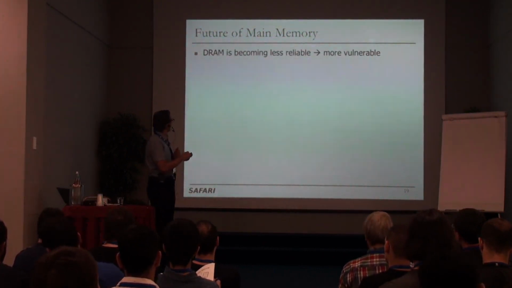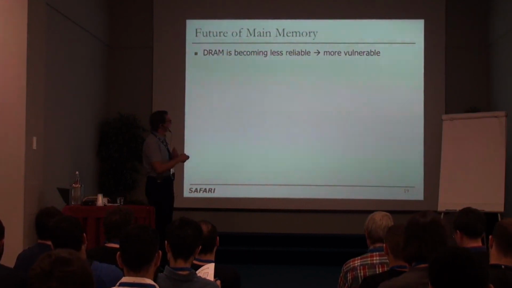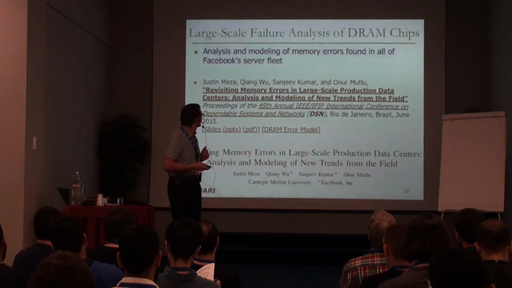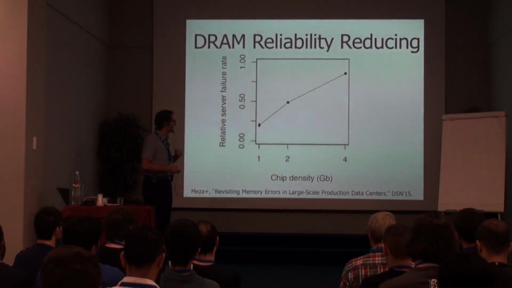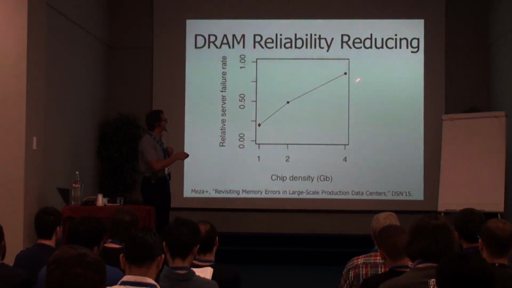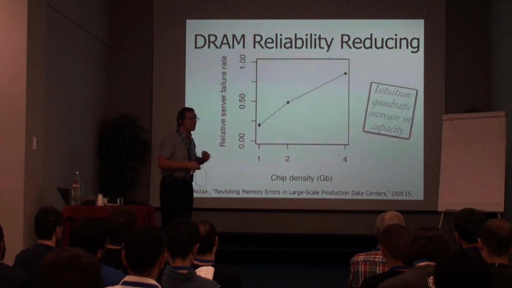So this is the future of main memory. Basically, what I've said is DRAM is becoming less reliable, which means that it's becoming more vulnerable. And I've already given you this paper, and this paper showed that as chip density increases, you get a lot more errors, which causes server failures.